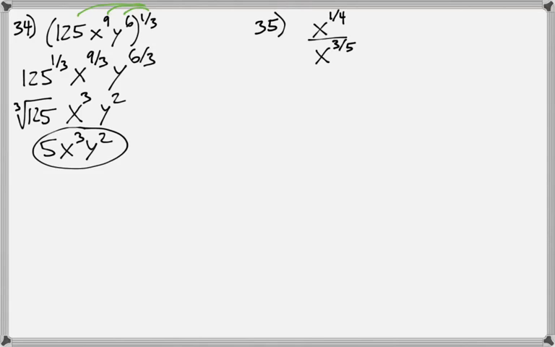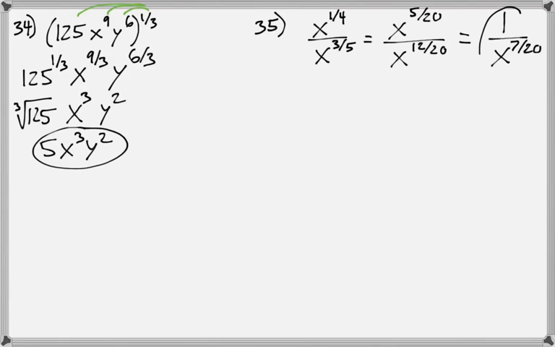With 35, I want to subtract my exponents, but I want to have the same denominator. So the LCD of 4 and 5 is 20. So I can build up the top fraction to be x to the 5/20, and the bottom fraction to be x to the 12/20. And then I'm going to subtract them. So it's going to be 1 over x to the 7/20. And then that would be my final answer.